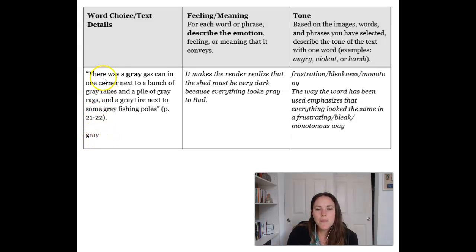So here's a sentence. There was a gray gas can in one corner next to a bunch of gray rakes and a pile of gray rags and a gray tire next to some gray fishing poles. Let's count how many times the author uses the word gray in just this one sentence. 1, 2, 3, 4, 5 times the author uses the word gray in just that one sentence. So that's really obvious that the author really wants you to notice that word gray and to feel a certain emotion from it, right? So remember, word choice is very important.